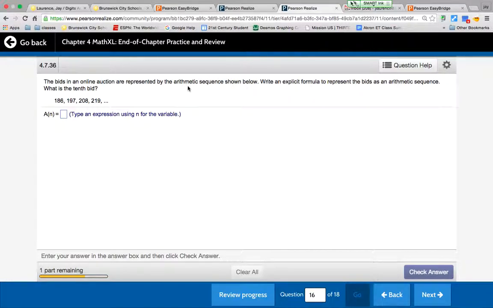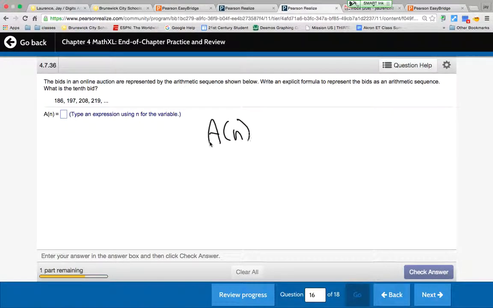Remember, that just means it's a linear sequence. Write an explicit formula to represent the bids as an arithmetic sequence. So explicit formula is where I go a of n, and that's going to equal a sub 1 plus or minus n minus 1 times d.